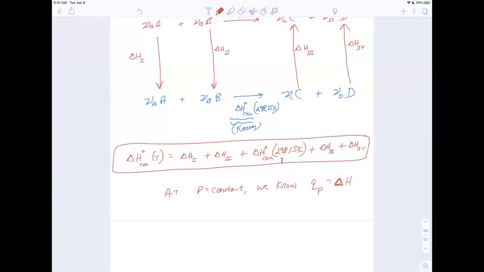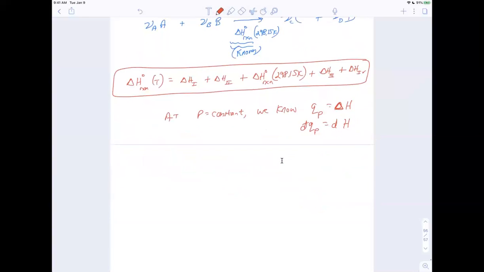Okay, and we know then that dqp is equal to dh. Right? So that's something that we covered as a fundamental idea in this class a long time ago. So that allows us to compute all of these delta h's. Okay, so let's do that.